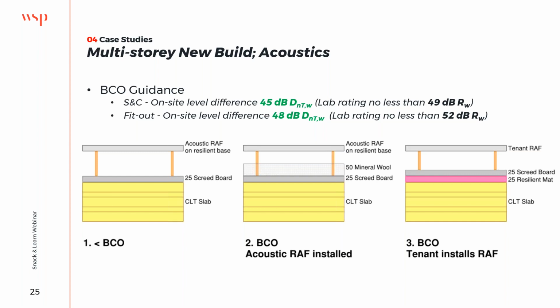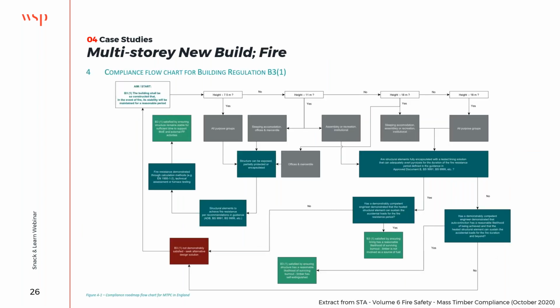You know, the CLT slab is lighter, less mass. So therefore, we applied a 25 thick screed board on top of the slab to get it to perform akin to the BCO requirements. We also advised them via the Structural Timber Association Volume 6 Fire Safety Flowchart on the kind of routes to compliance for this type of building.